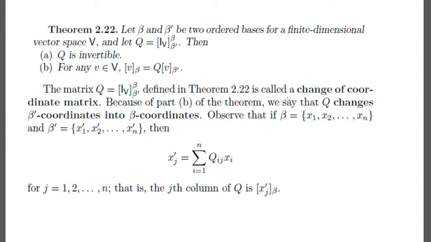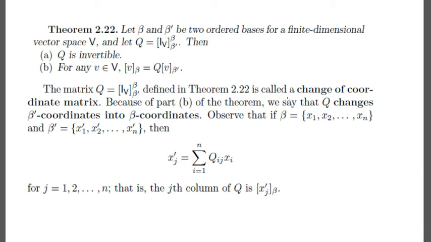This matrix Q is called the change of coordinate matrix, and this Q changes from beta dash coordinates into beta coordinates. So if beta is equal to x1, x2, ..., xn and beta dash is equal to x1 dash, x2 dash, till xn dash, then xj dash is equal to the summation i equal to 1 to n of qij into xi, for j equal to 1 to n. That is, the jth column of Q is the coordinate vector of xj dash with respect to beta.